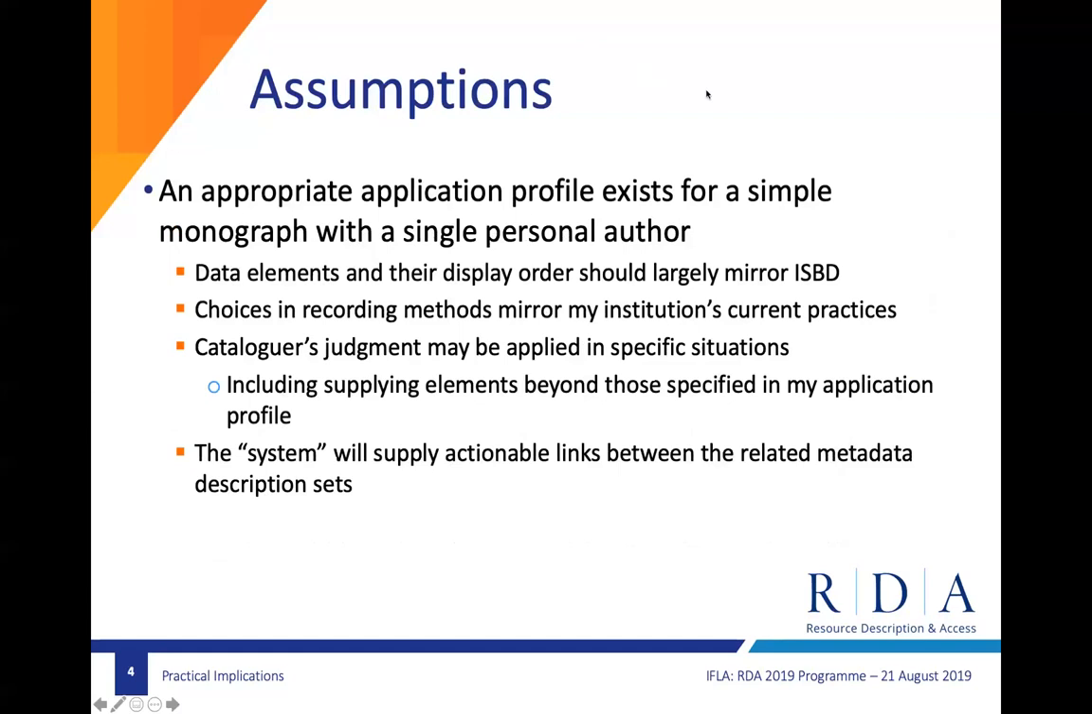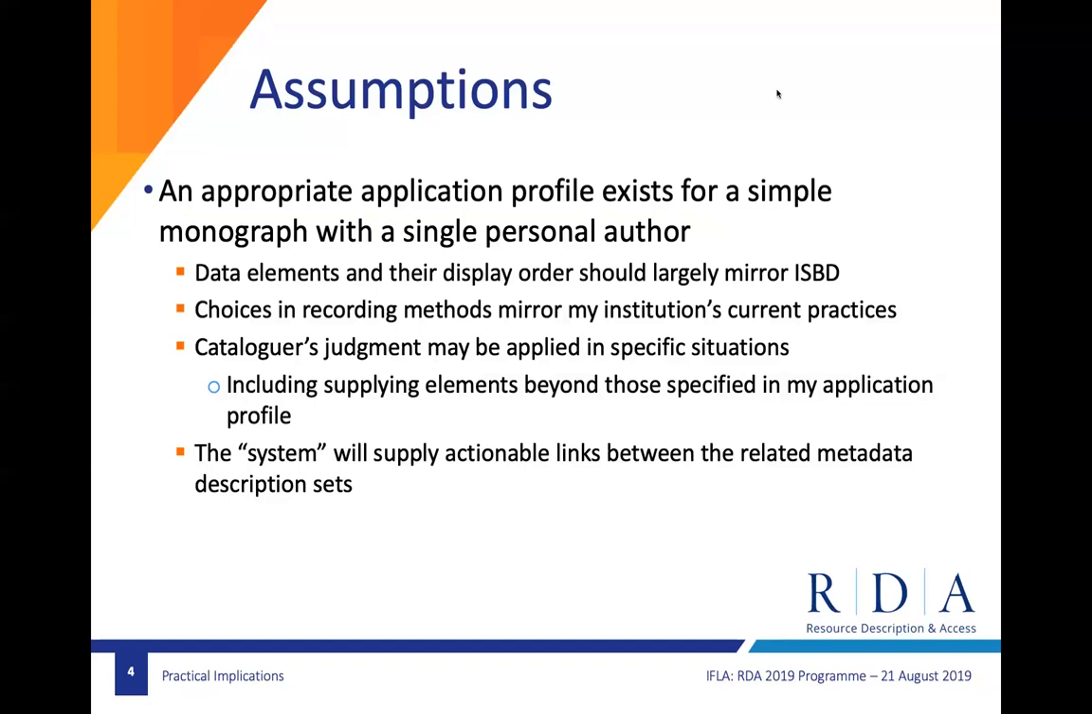Now for the assumptions. My assumption is that there is an appropriate application profile that I can use that's designed for using when I'm cataloging a simple monograph with a single personal author. This mythical application profile has data elements and specifies their display order that largely mirrors what I do in ISBD right now. The choices in recording methods, where there are choices, mirror what my institution currently does.